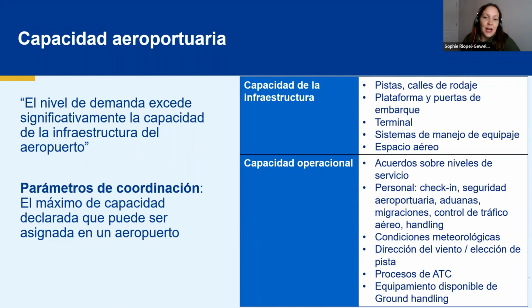So based on this analysis, the capacity parameters, which will be used for the slot coordination process, will be established. And these are essentially limits on the number of movements or the number of passengers that can be processed in a given time period. Now, a question that is often raised, especially by airports, is, well, by putting these limits, we limit the number of flights that we can have, and maybe on a good day we would be able to process a bit more.